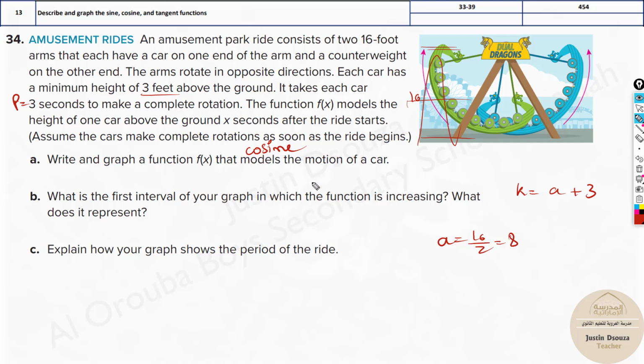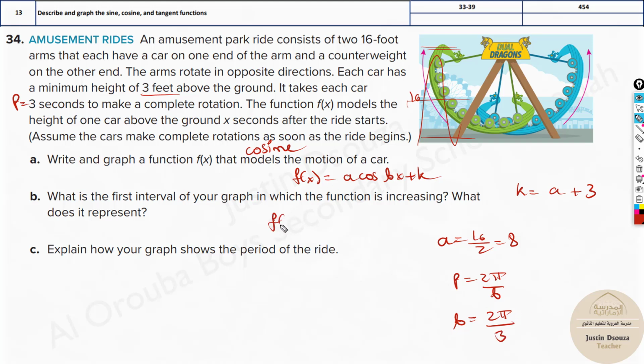And what next do we need? We will just write the function. F of x is equal to a cosine function, bx plus k. K is done, a is done. What is b? Use the period. Period is equal to 2 pi by b, so we need the b value. It is 2 pi by p, that is 3 seconds. It's 2 pi by 3.